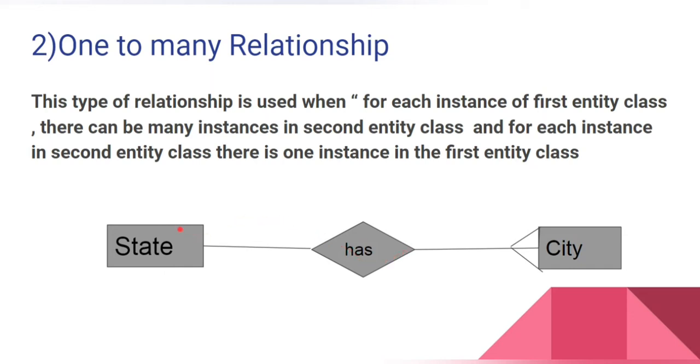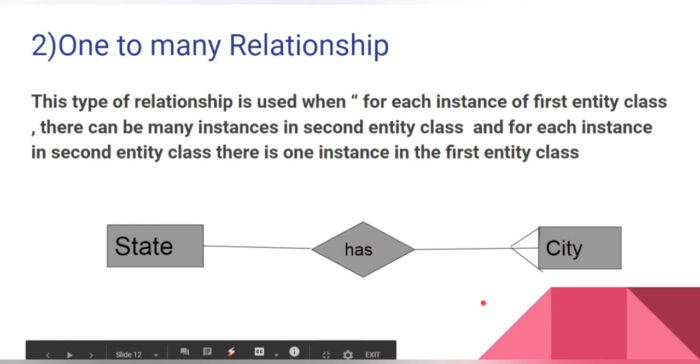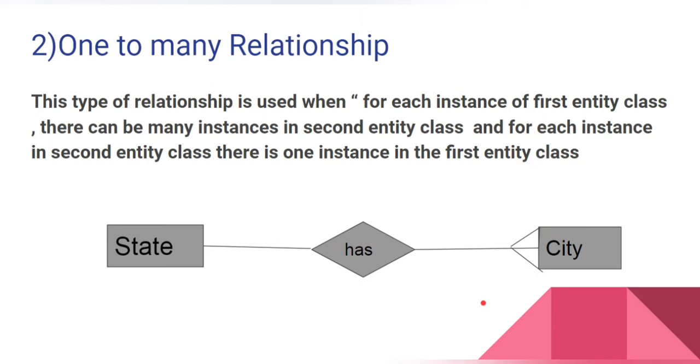Remember that a state has many cities, so it is called a one-to-many relationship, and a city is present in only one state. So the city relationship will be represented here and the state relationship is represented here. So a city belongs to only one state, and a state has many cities. The state has many cities and a city belongs to just one state, so it is called a one-to-many relationship.